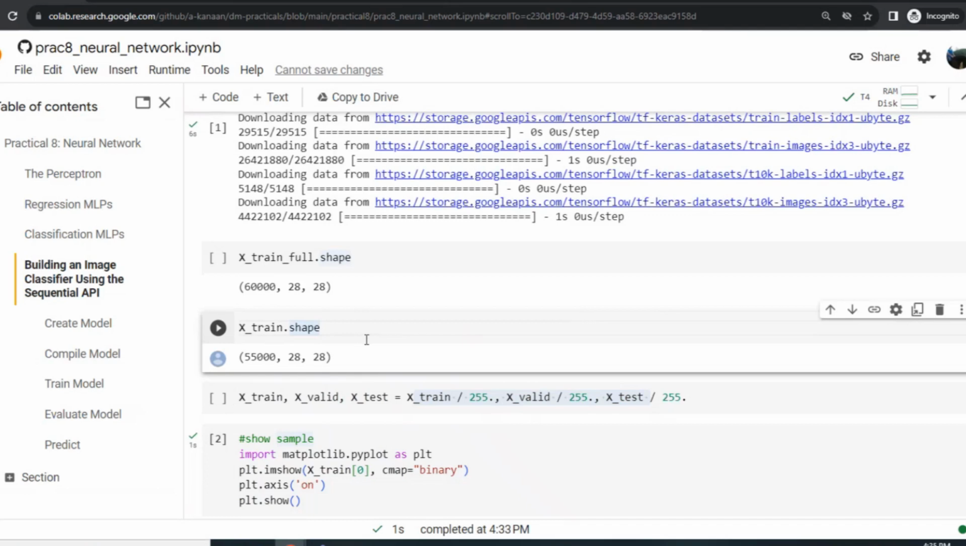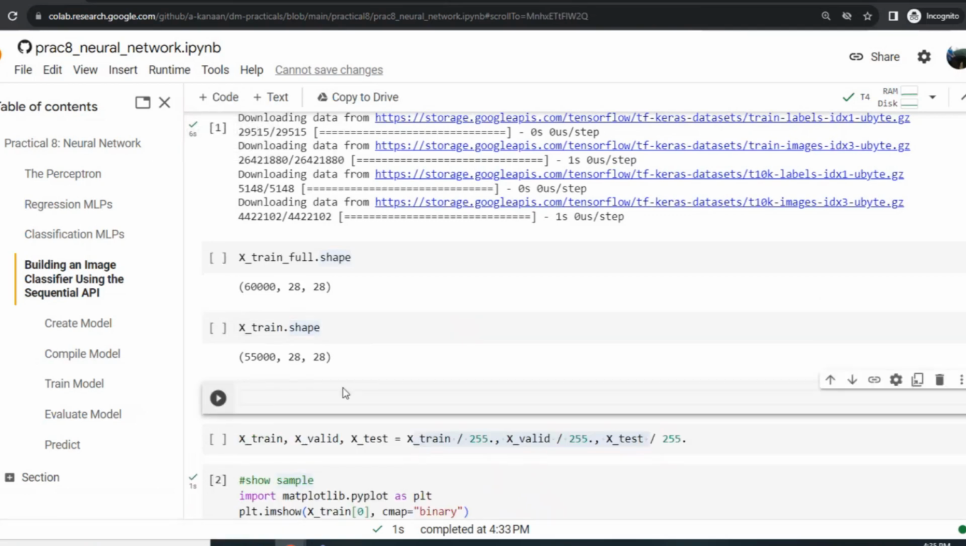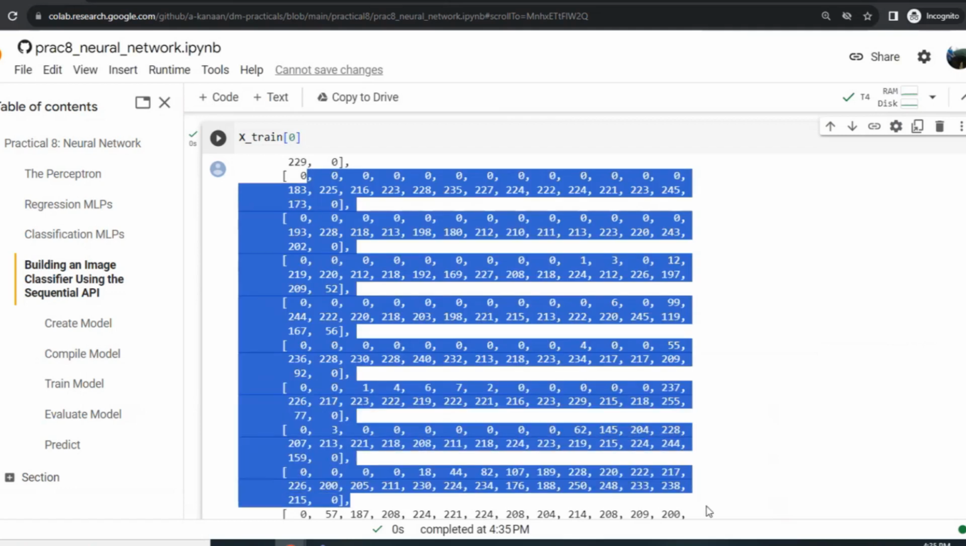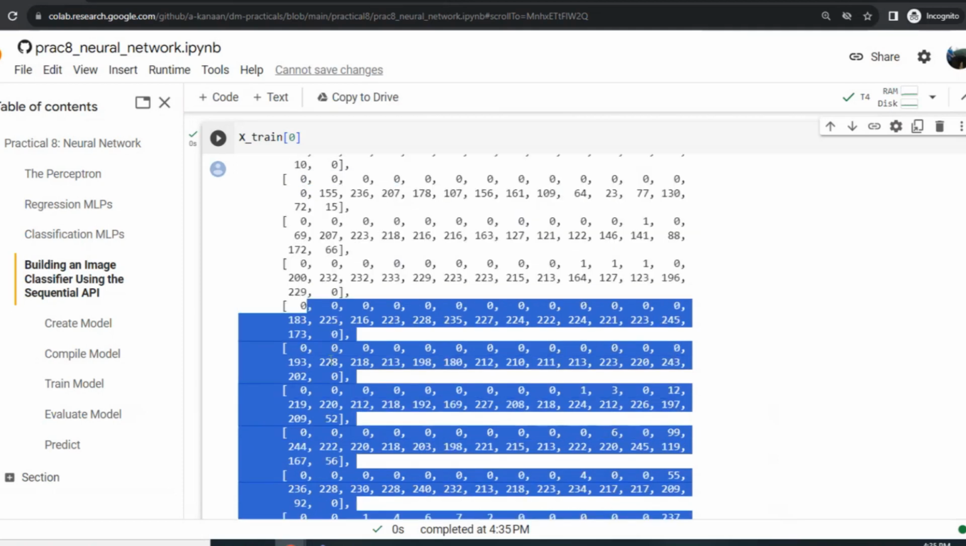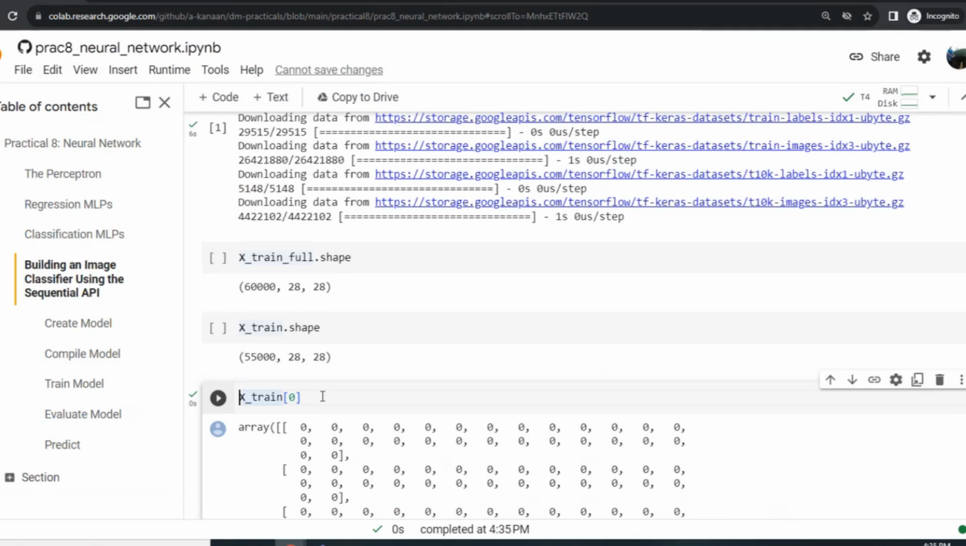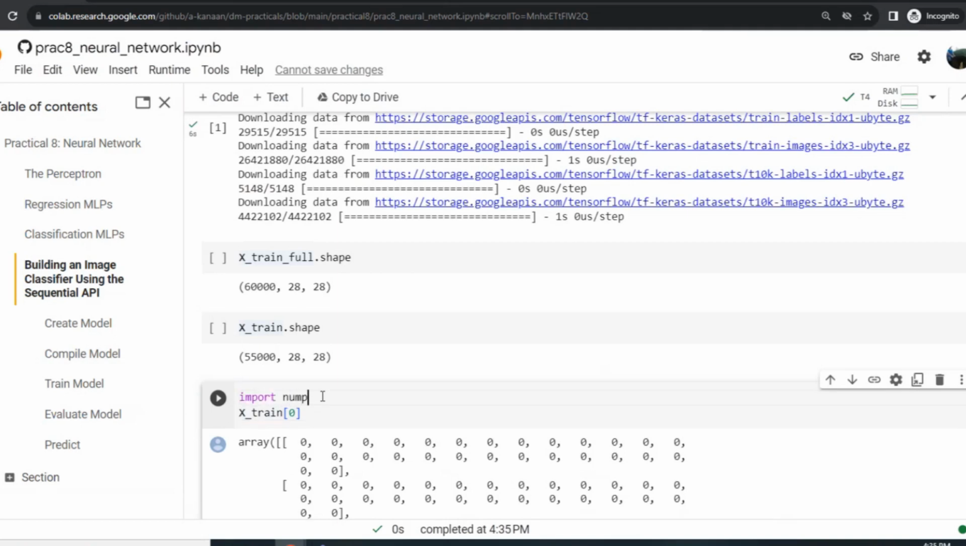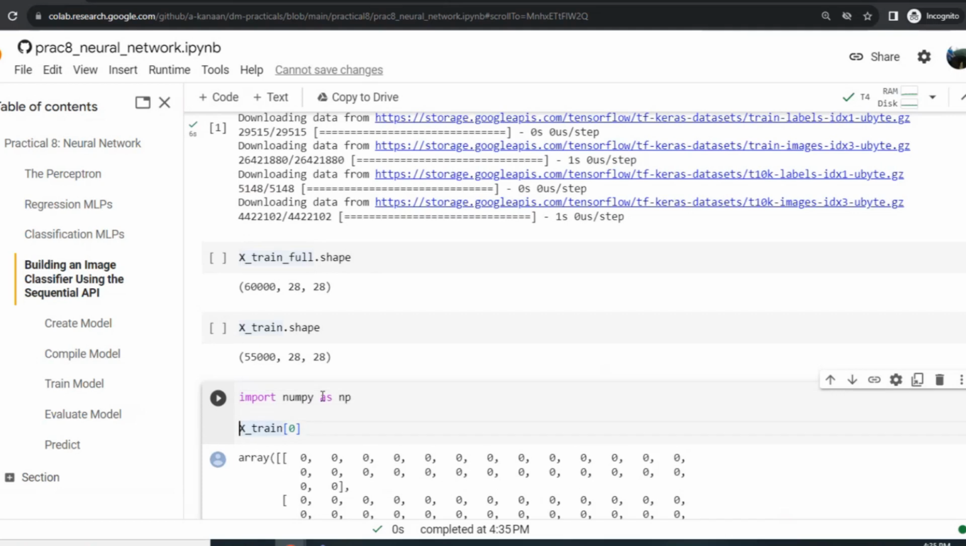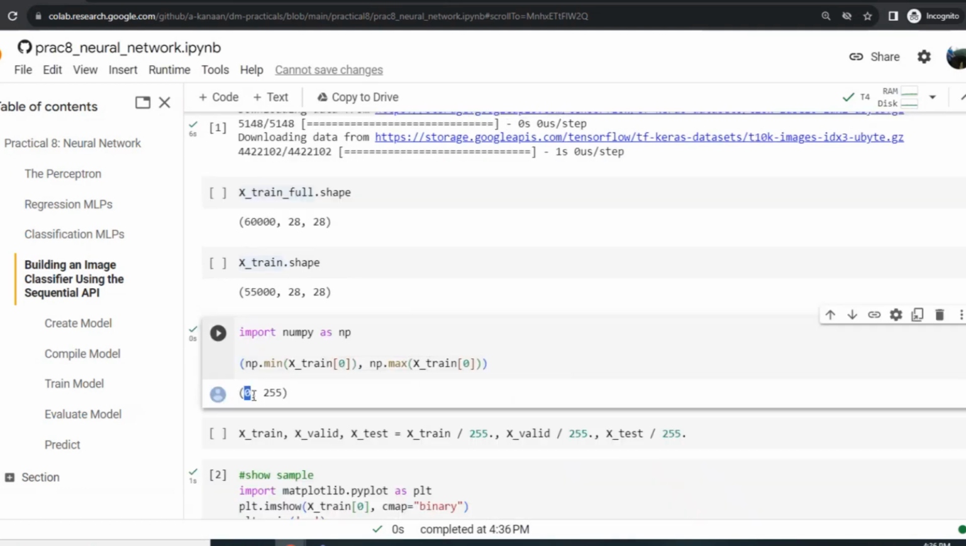If you're not sure, would you like me to prove it? Let's take one picture from the X-ray data and look at its values. What you notice is that all the values fall in the range between 0 and 255. You're still not convinced? You can look at NumPy min and max. So 0 up to 255. Okay, very well, now we know.